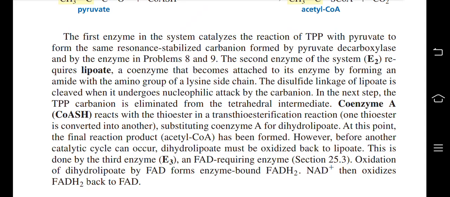However, before another catalytic cycle can occur, dihydrolipoate must be oxidized back to lipoate. This is done by the third enzyme, E3, an FAD requiring enzyme. Oxidation of dihydrolipoate by FAD forms enzyme bound FADH2. NAD positive then oxidizes FADH2 back to FAD.